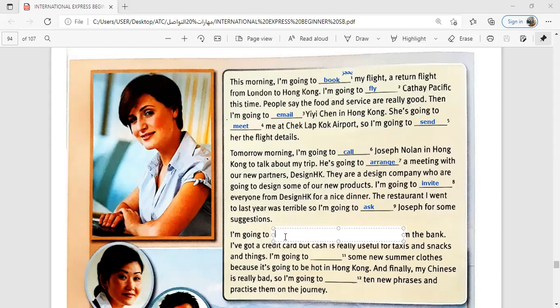I'm going to get some Hong Kong dollars from the bank. I'm going to buy some new summer clothes. I'm going to learn.